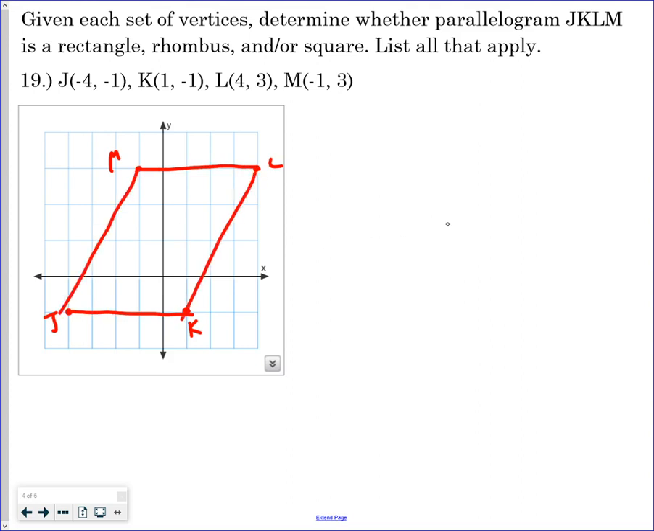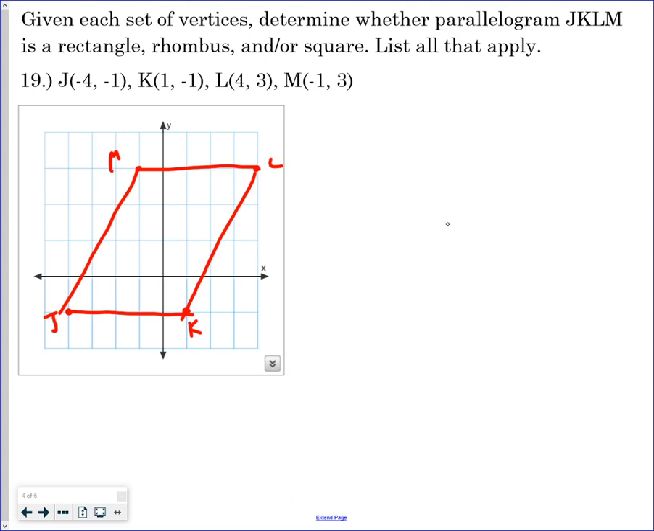Okay? So it says, given each set of vertices, determine whether parallelogram JKLM is a rectangle, rhombus, and or a square. List all that apply. So, okay, we graphed the thing. If it were a square, what else is it automatically? A rectangle and a rhombus, both, right? So if I say square, I better say square, rectangle, and rhombus. Does that make sense? Okay.